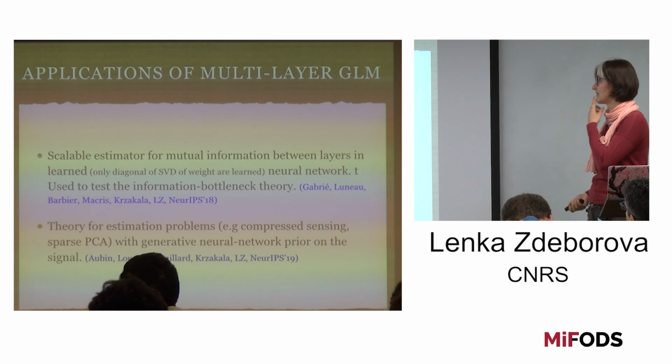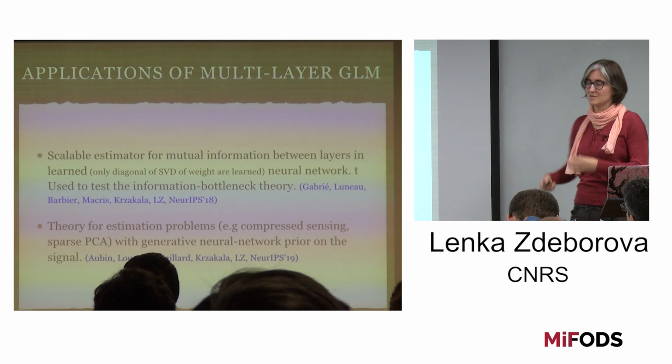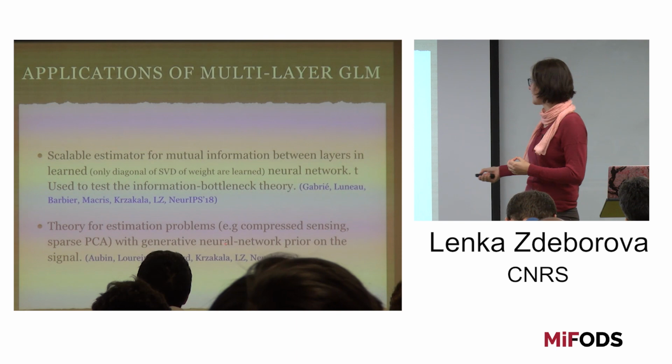And the second application, which is also very interesting, is that having this formula provides us theory for estimation problems, such as compressed sensing or principal component analysis, where the prior is a generative neural network prior.